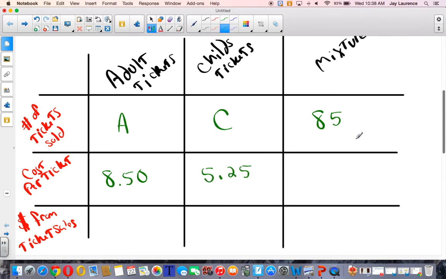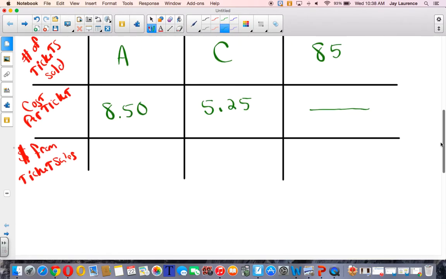What's the cost of the mixture? Well, there is no cost for the mixture tickets. Okay, there's a total cost, right? But there is no percentage or specific value of each ticket. So we leave that one blank. Okay, we don't put a 0 in there. That would mean it costs 0.